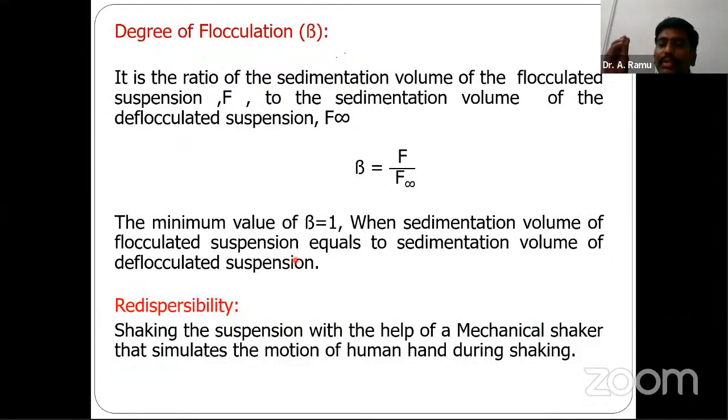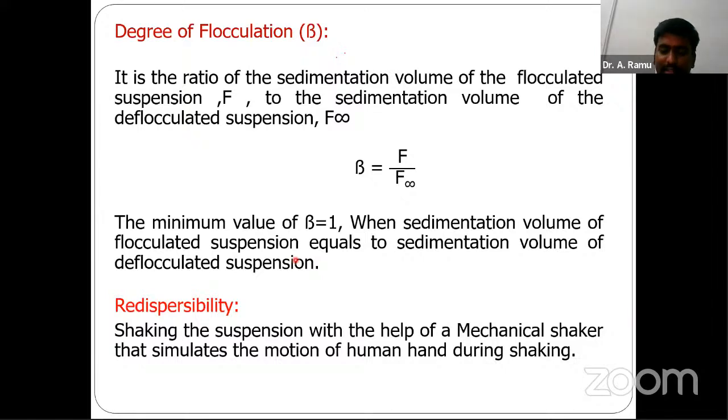Here we have to observe that a flocculated suspension is one where flocs of the particles can be seen. In a deflocculated suspension, we cannot see the flocs of the particles. So if the suspension formulated is a flocculated suspension, you have to determine the sedimentation volume of the flocculated suspension, and then you have to determine the sedimentation volume of the deflocculated suspension also. The ratio of these two gives the degree of flocculation.